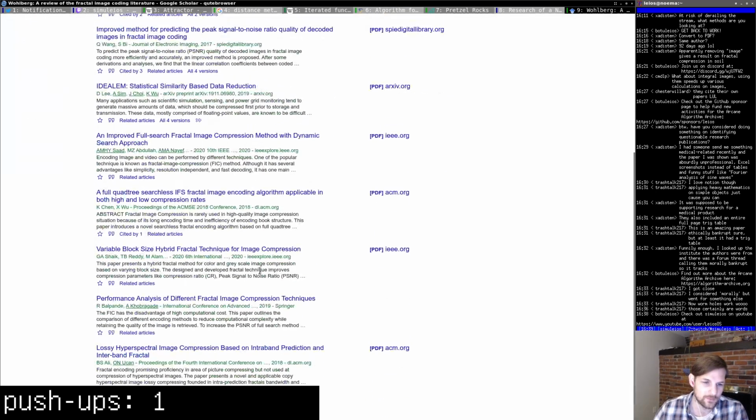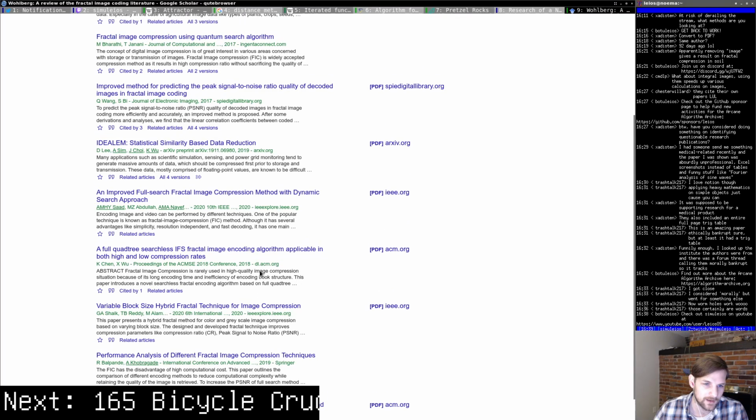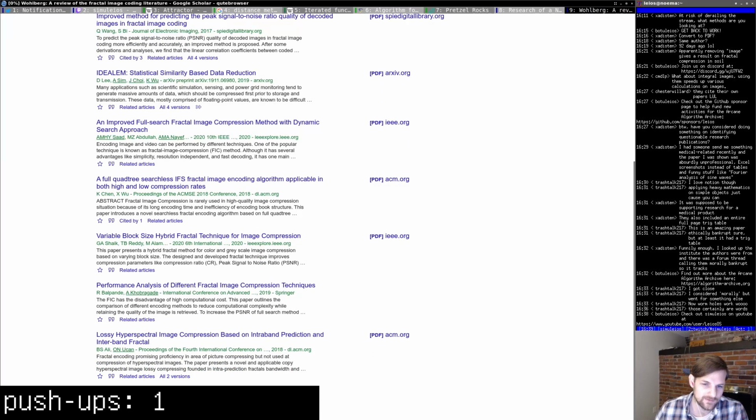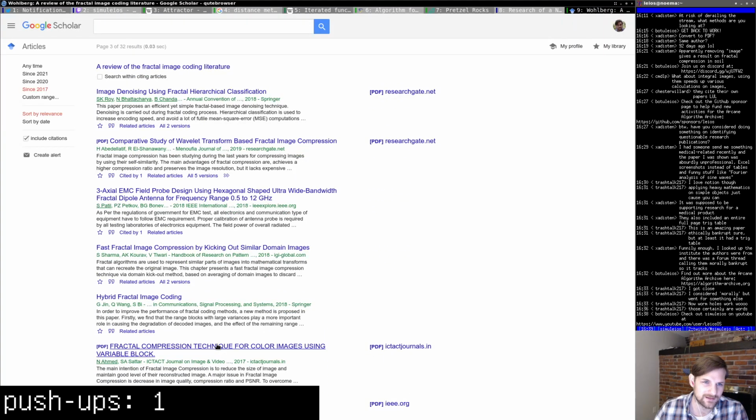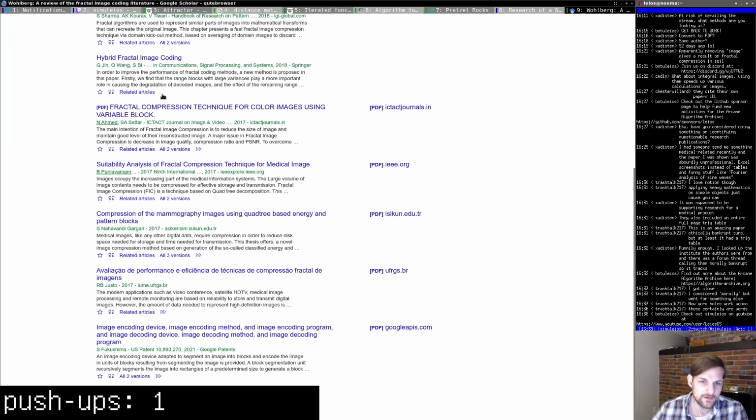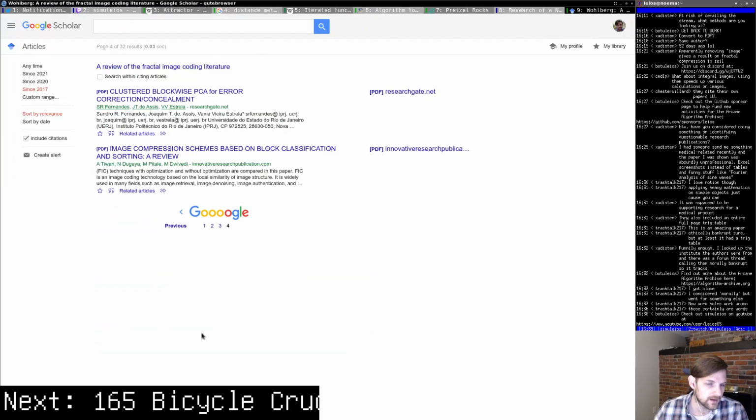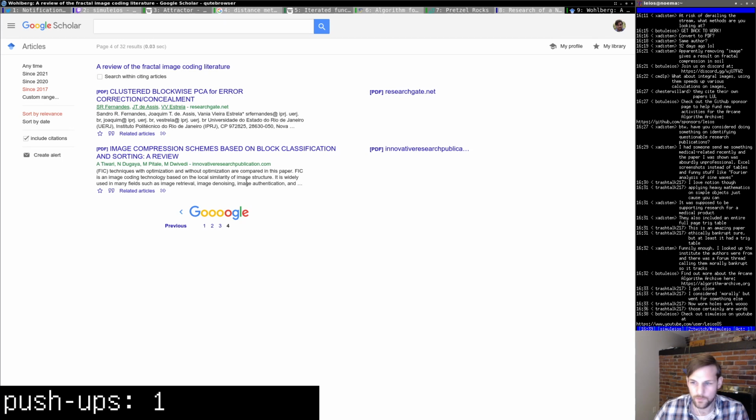Let's just go ahead and read through the review articles that we have. I'm just going to go through and see if there's anything else here that seems interesting, like image denoising using fractal hierarchical classification. This all seems good. I'm happy with that. Okay, cool.